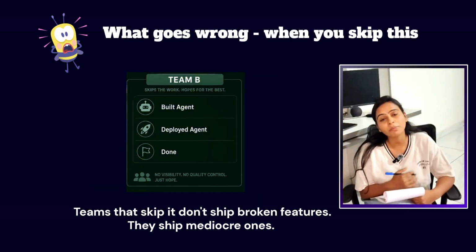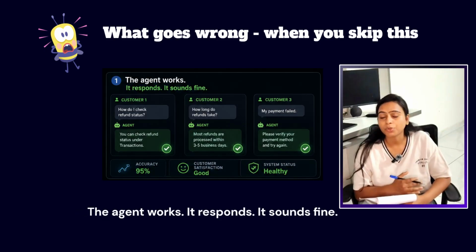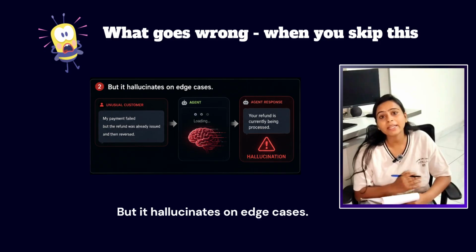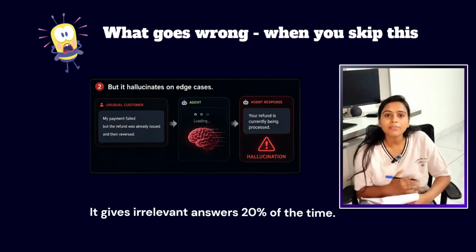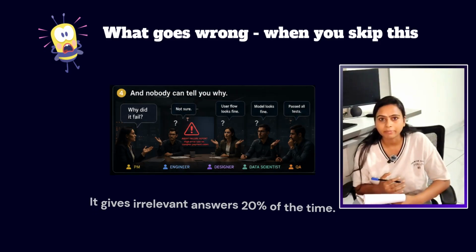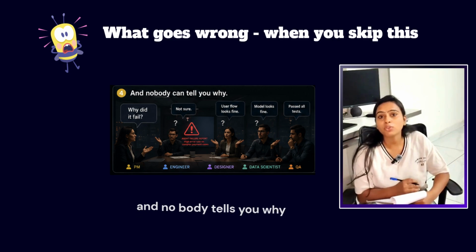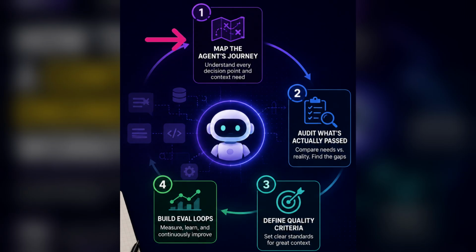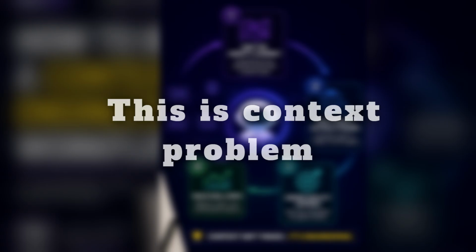Teams that skip it don't ship broken features. They ship mediocre ones. The agent works. It responds. It sounds fine. But it hallucinates on edge cases. It gives irrelevant answers 20% of the time. And nobody tells you why. Because nobody mapped the context. Nobody audited it. And nobody defined the quality. Nobody built evaluation. This is the context problem. But now you know how you can fix it.